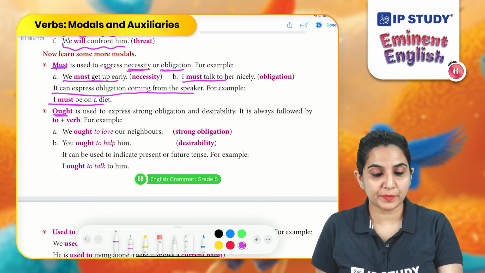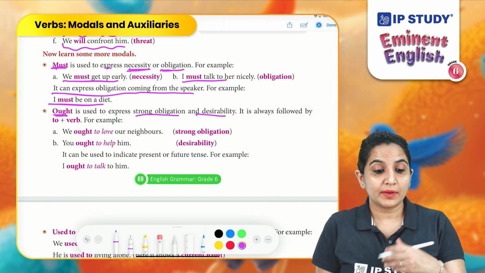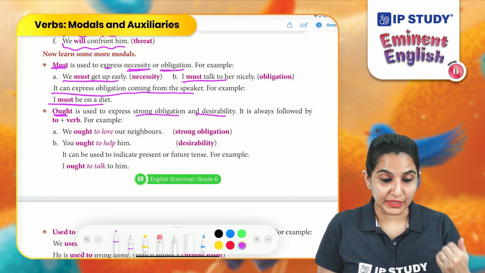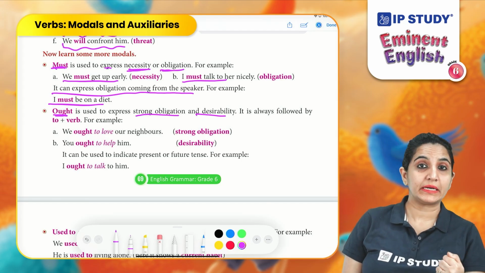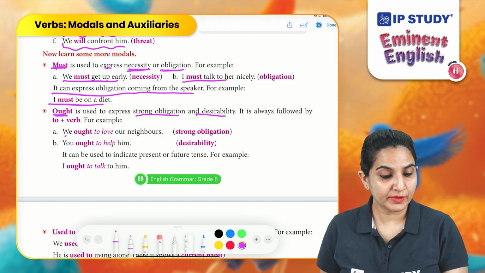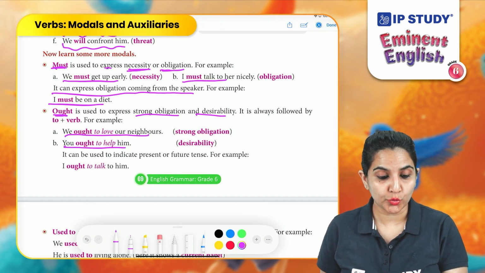Ought is used to express strong obligation and desirability. So, must is expressing the necessity and obligation, but when it is a strong obligation and desirability, we use ought. For example, we ought to love our neighbors. You ought to help him.